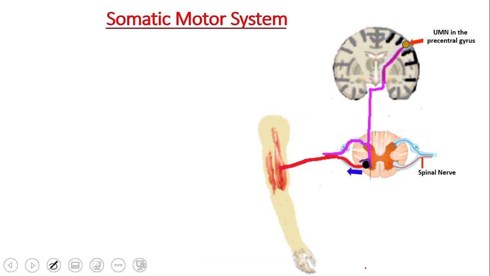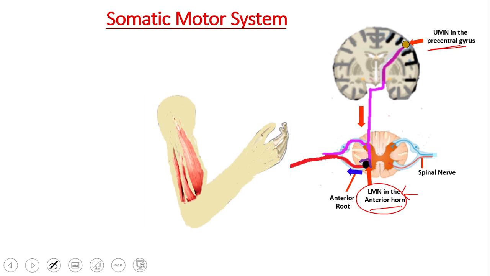Now, let's go with the somatic motor system where the signal goes to our skeletal muscles. So the signal begins from the primary motor cortex, which is a precentral gyrus. It has the upper motor neurons. From the cell bodies of the upper motor neurons, the signal goes down and then cross to the opposite side to arrive at the somatic motor cell bodies in the anterior horn of the spinal cord. They are also called lower motor neurons. From the somatic motor cell bodies in the anterior horn of the spinal cord, the signal goes with the anterior root, which is purely motor, and then it goes with the efferent nerve to move our skeletal muscles.